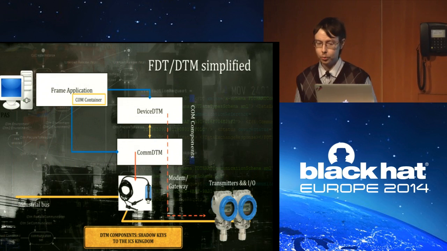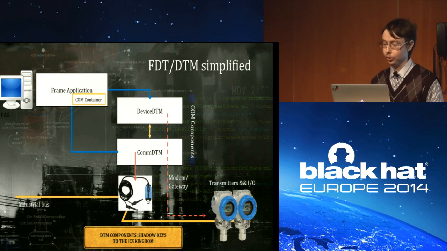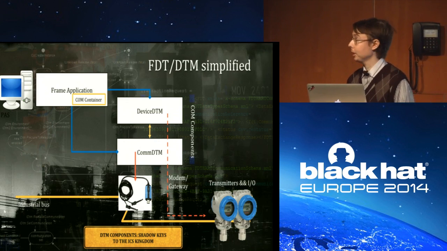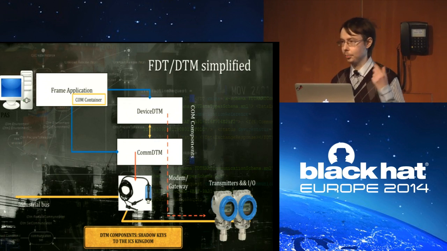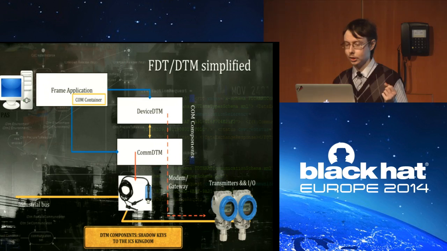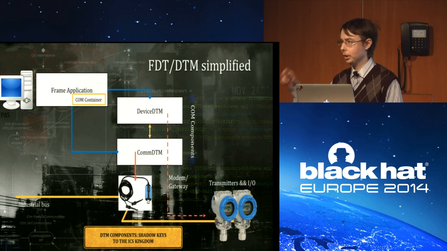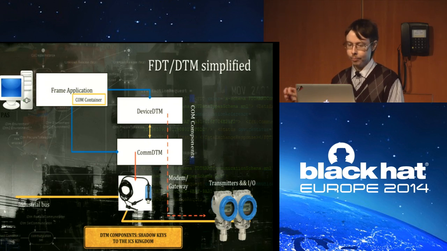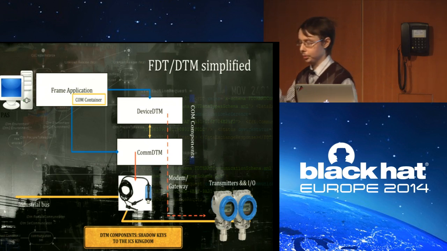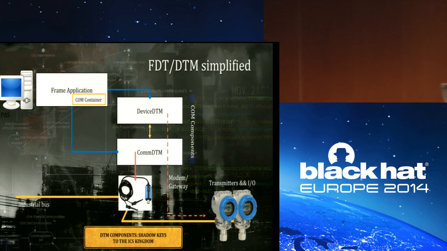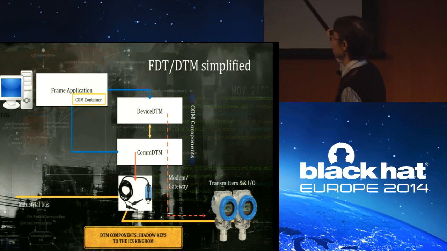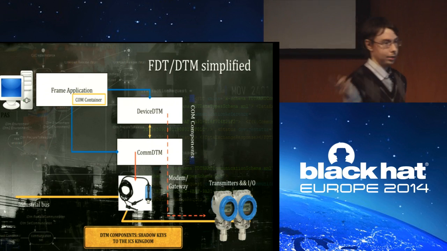A simplified scheme of working FDT DTM architecture is shown on this slide. As you can see, the frame application, usually a plant asset management system, carries all DTM components in its COM container. When the device DTM, the DTM component that works with field devices, wants to send some data, it will ask the COM DTM, the component responsible for talking over the industrial bus, to send some data to the modem or gateway, and then the data will pass the modem and go directly to the transmitters, and vice versa.